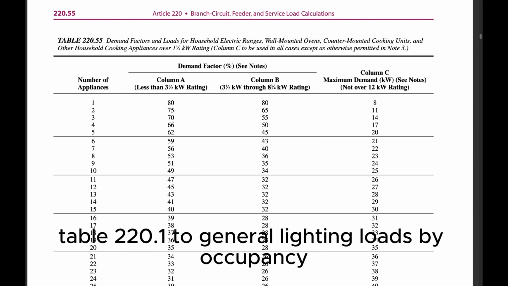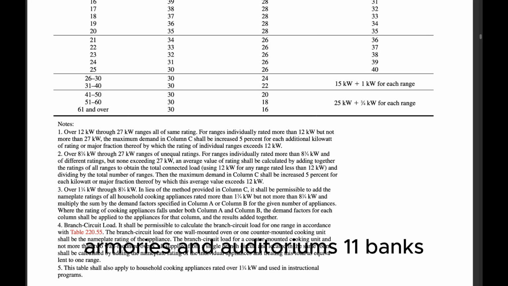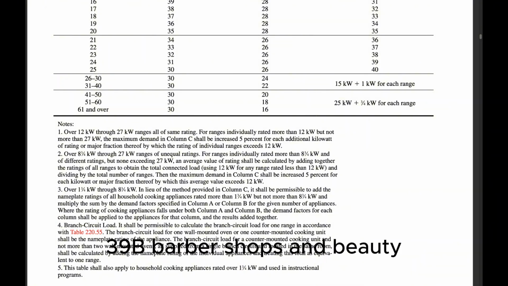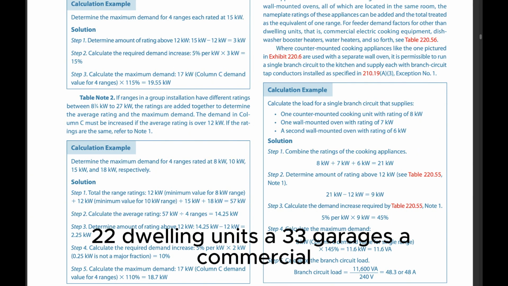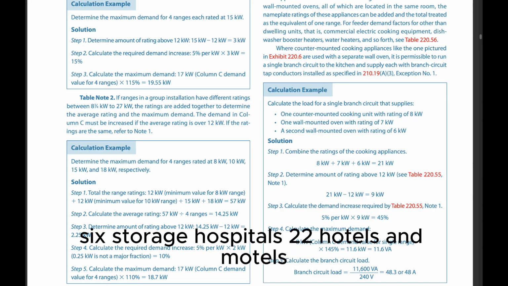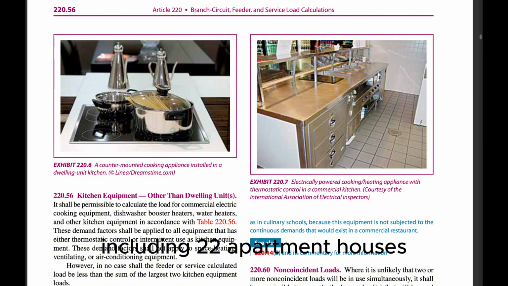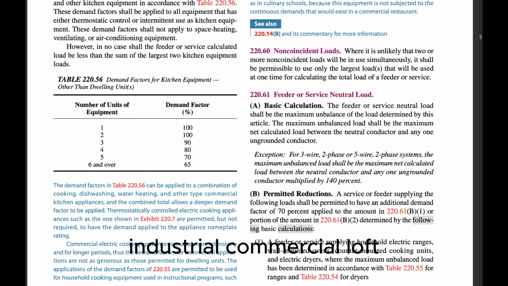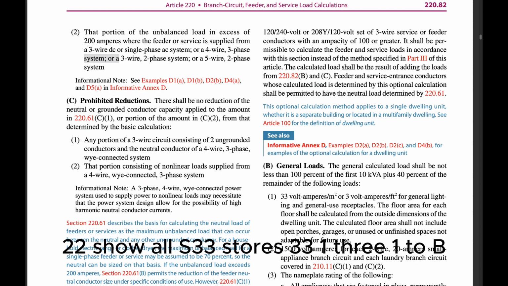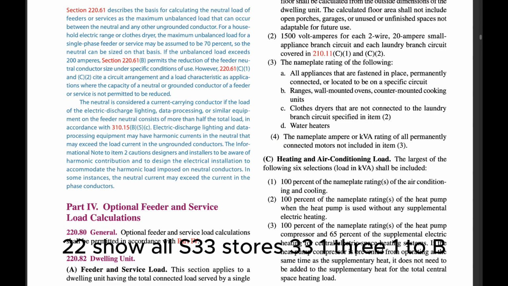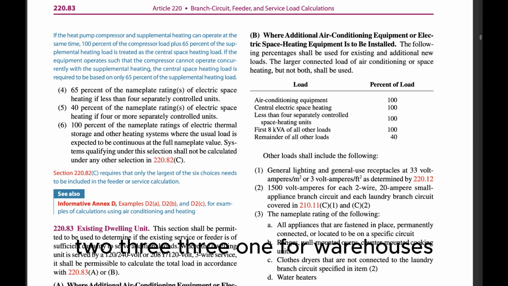Table 220.1, general lighting loads by occupancy. Unit load by type of occupancy: armories and auditoriums, banks, barber shops and beauty parlors, churches, clubs, courtrooms, dwelling units, garages (commercial storage), hospitals, hotels and motels including apartment houses without provision for cooking by tenants, industrial commercial loft buildings, lodge rooms, office buildings, restaurants, schools, stores, and warehouses (storage).